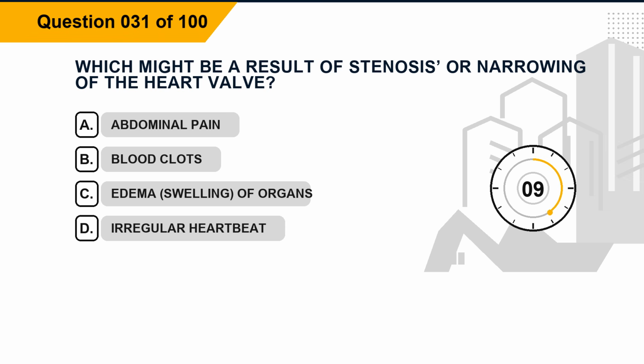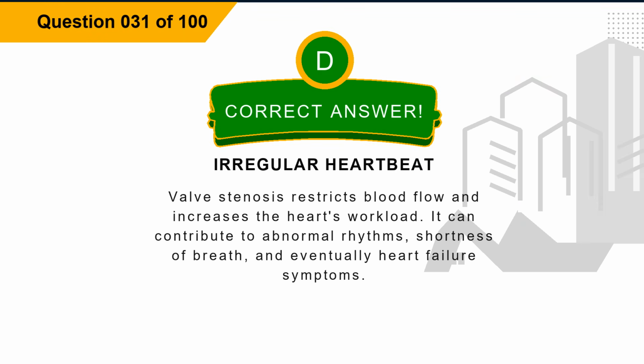Option A, abdominal pain. Option B, blood clots. Option C, edema, swelling, of organs. Option D, irregular heartbeat. The correct answer is option D, irregular heartbeat. Explanation. Valve stenosis restricts blood flow and increases the heart's workload. It can contribute to abnormal rhythms, shortness of breath, and eventually heart failure symptoms.